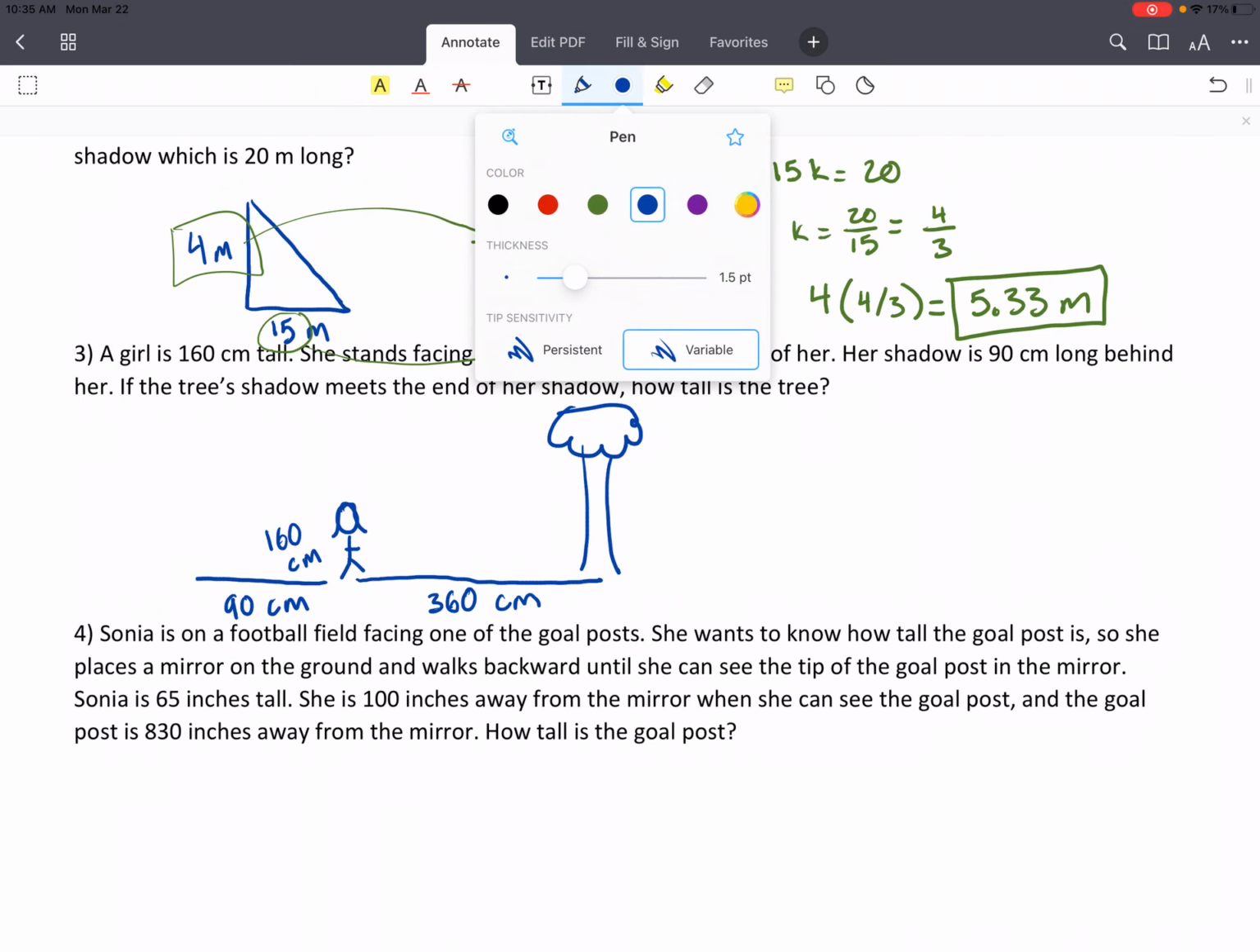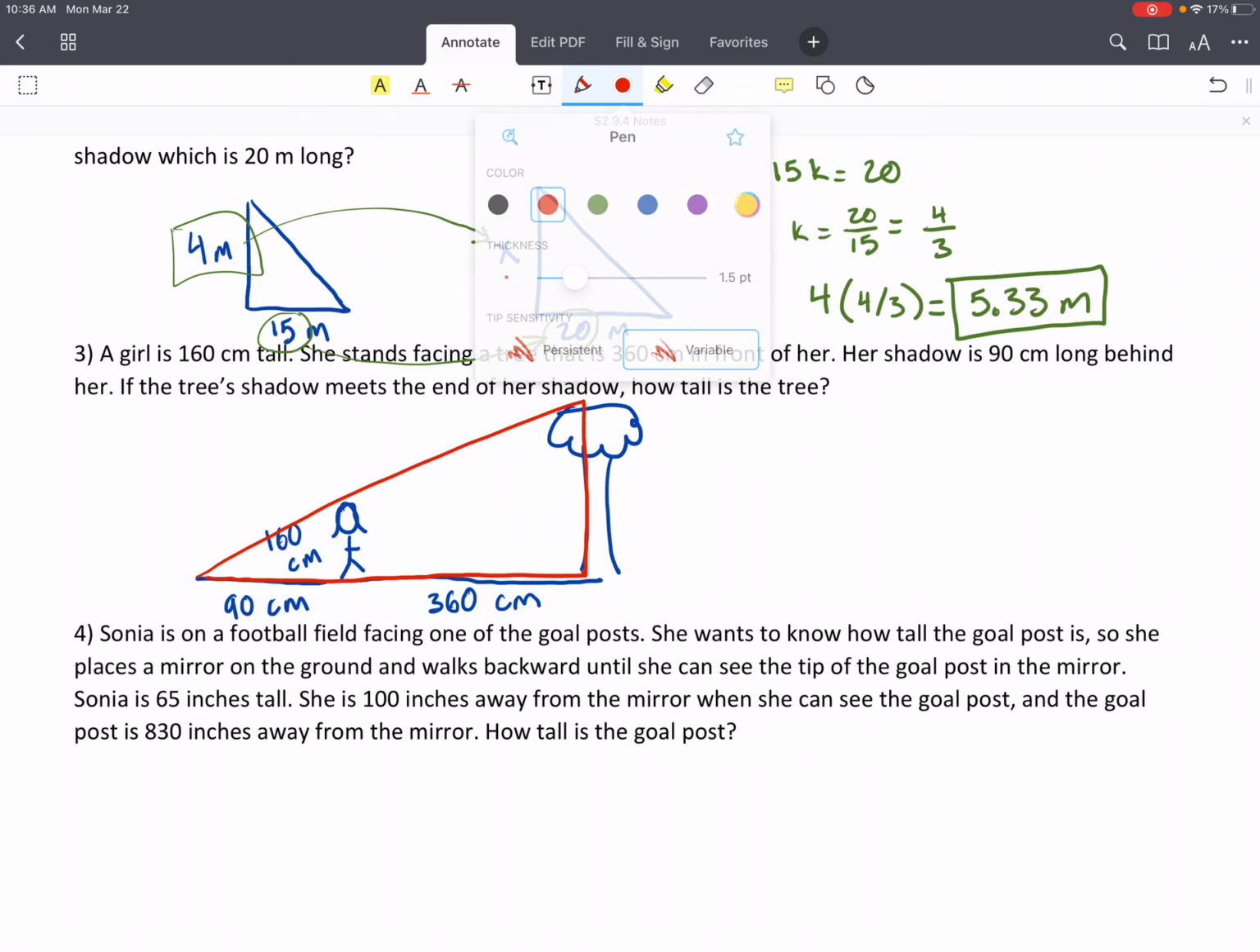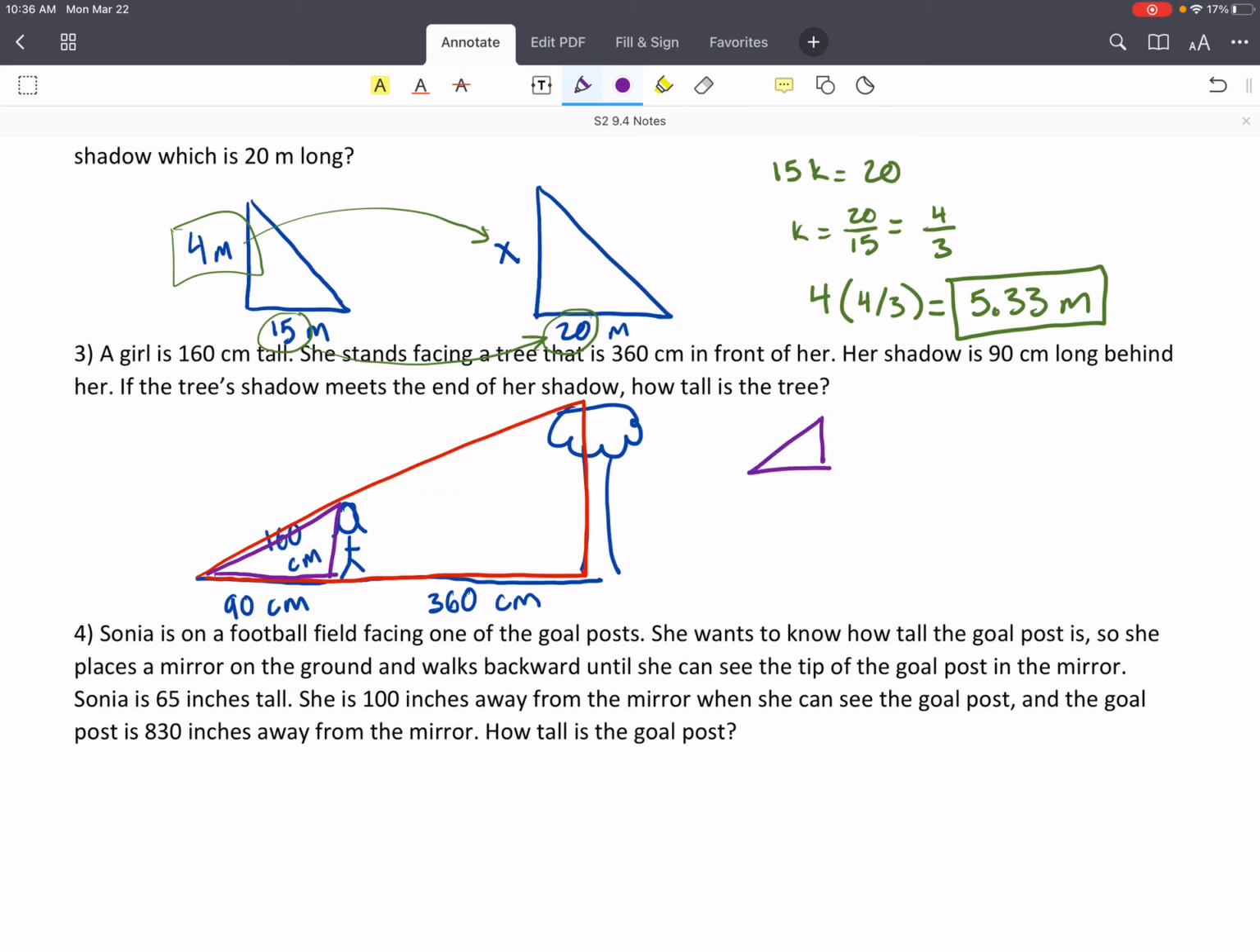Okay, here's what this situation is describing. I have a big triangle here, but I also have a small triangle here. Triangleception. So I got 160 and I got 90. We want to know how tall the tree is, and now I can do 90 plus 360 to get the base here, which is 450.